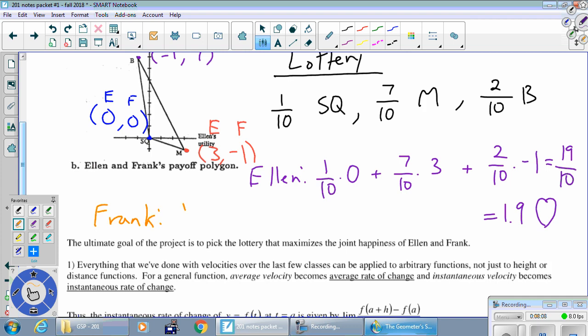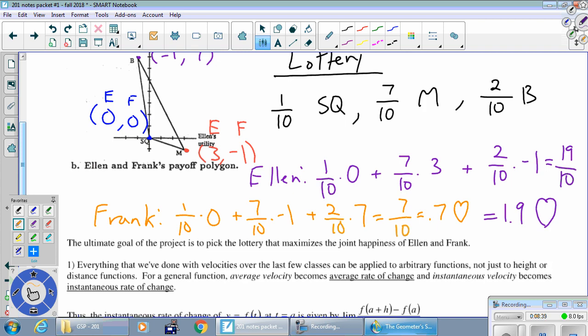And so we're going to do 1/10 of Frank's status quo, which is 0, plus 7/10 of Frank's mountain, which is a -1 heart, plus 2/10 of Frank's beach number, which is 7 hearts. So 14 minus 7, I get 7 over 10, 0.7 hearts. And so if we do this particular lottery, in the long run, Ellen expects 1.9 hearts for every trip, and Frank expects 0.7 hearts for every trip.